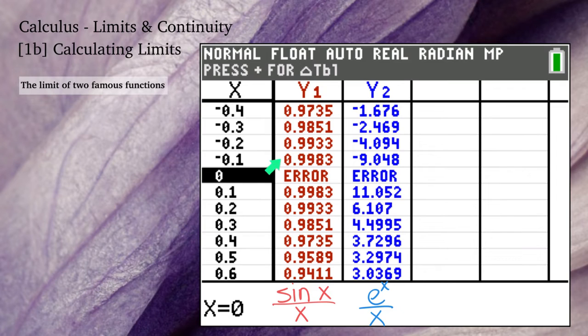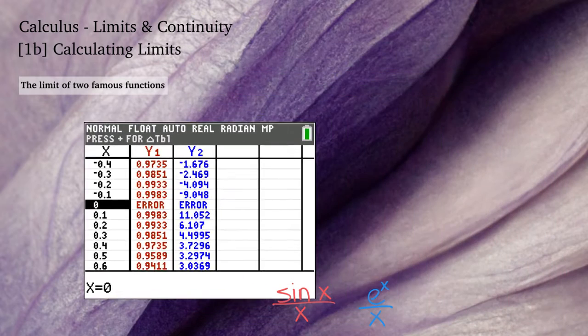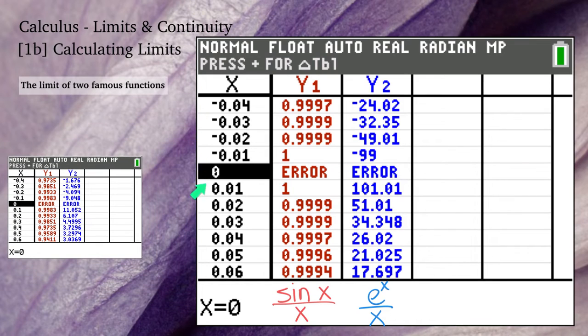Notice that the y values for sine x over x are very close to 1. But notice that the y values for e to the x over x are not approaching one number. As we read the table from top to bottom, the y values are getting more negative, and then there's an error, and then it jumps up to 11, and then the y values get smaller. It's kind of weird.